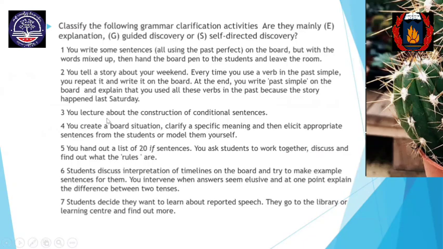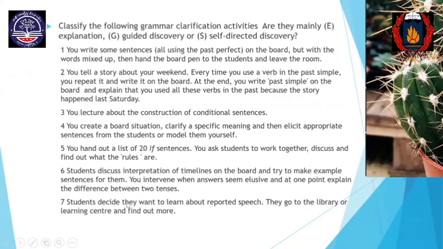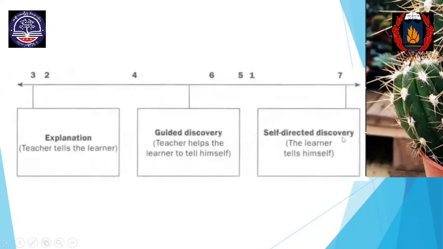It is a lecture about the instruction or conditional sentence. That's why it is a lecture. And then number 7 is self-directed discovery, because students decide they want to learn about reported speech and they go to the library and learning center and find out more. That's why it is self-directed discovery.